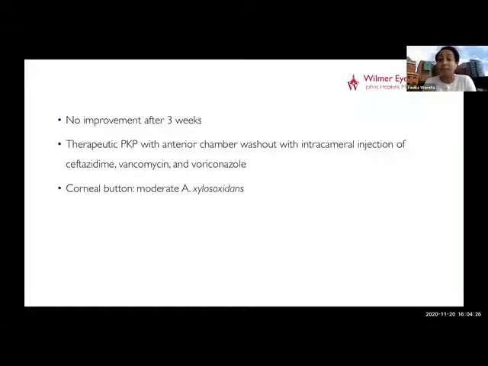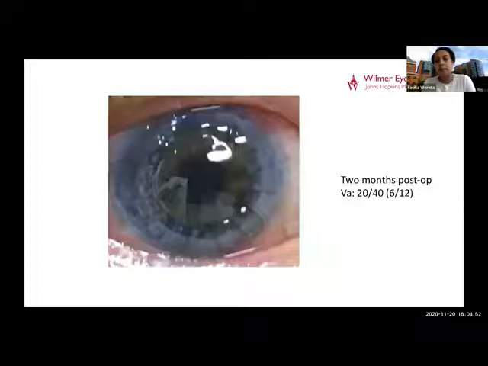At this point, given he had a baseline history of corneal edema, and just was not getting better with the hypopyon and was monocular, I did do a therapeutic penetrating keratoplasty with an anterior chamber washout, and did irrigate with ceftazidime, vancomycin, and voriconazole in the event it was possibly fungal. But the corneal button still grew the same organism as he did on presentation, and it was deep in the stroma. And fortunately, because he was one-eyed, he did well, with his vision about 20/40 now.